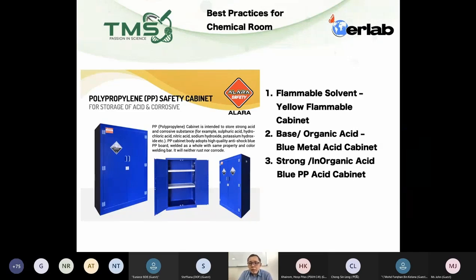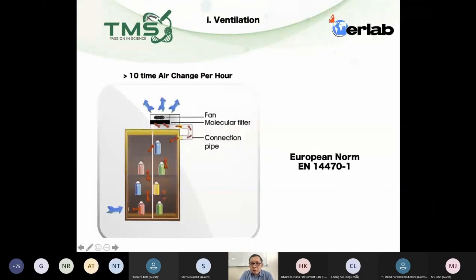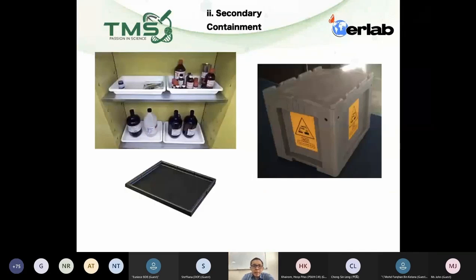There are a few things you need to consider when you store your chemicals in a cabinet in your chemical room. The first one is to have ventilation. The European norm EN 14470-1 says that you need to have at least 10 air changes per hour for your cabinet. So you can have a filtration box, or you can also install a duct system.